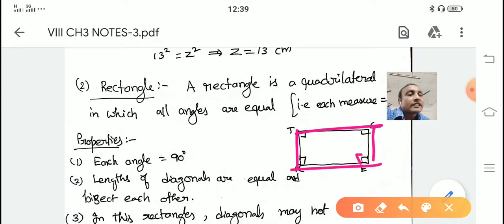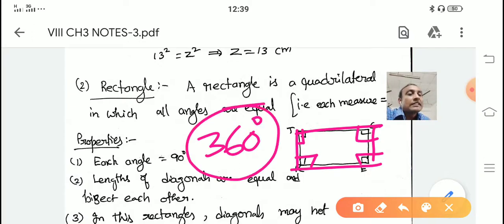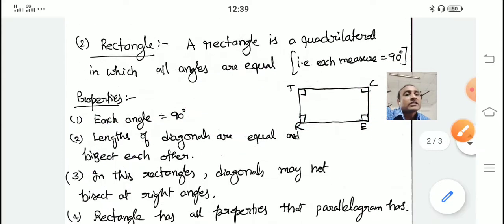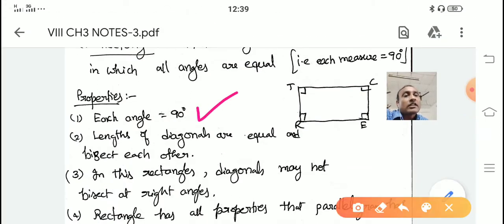This is a rectangle, all angles are 90, because 90 into 4 is 360 degrees, the sum of the angles. So all angles are equal. There are 4 angles, 360 by 4 is equal to, what is that? 90 degrees. So each angle is equal to 90 degrees. So what is each angle of a rectangle? 90 degrees, not a rhombus. Each angle of the rectangle is 90 degrees.